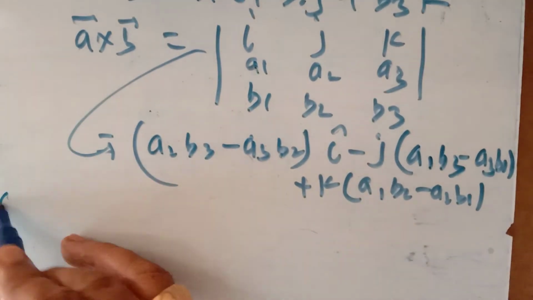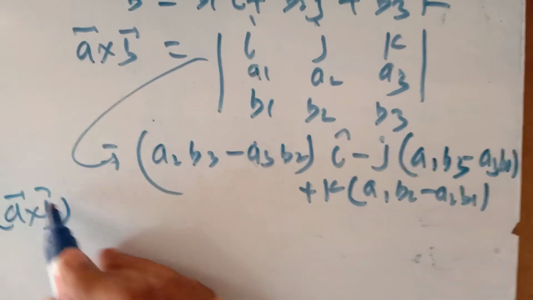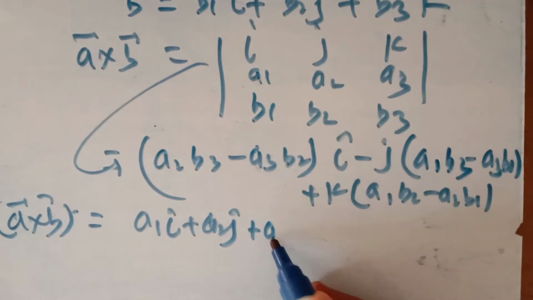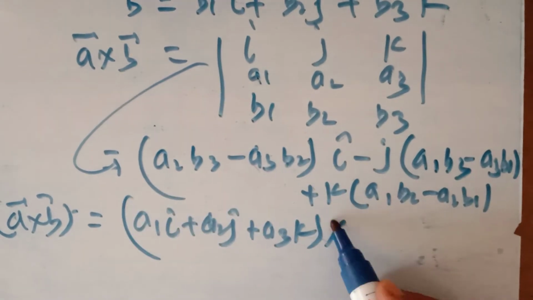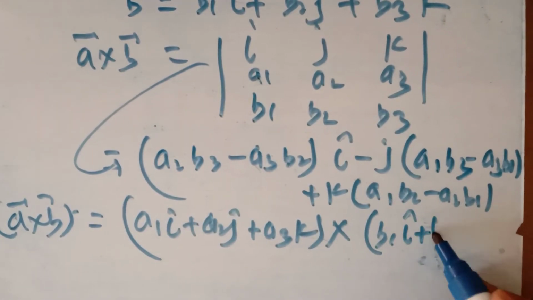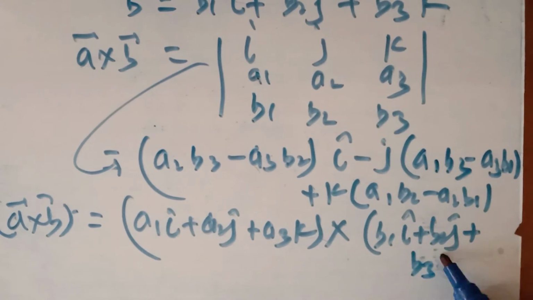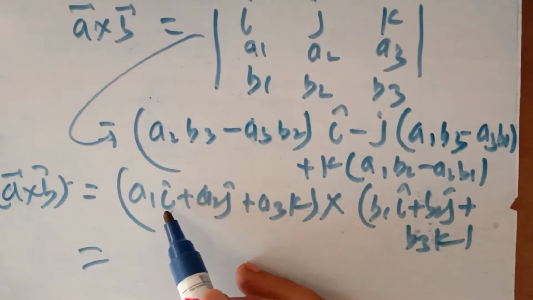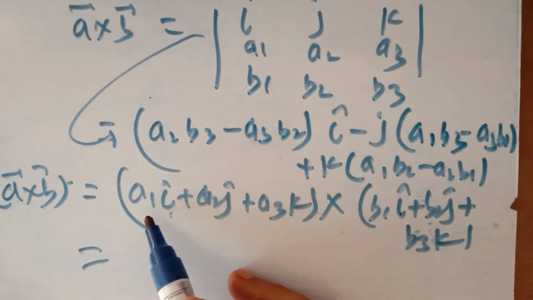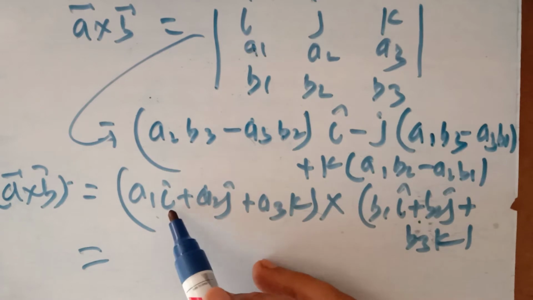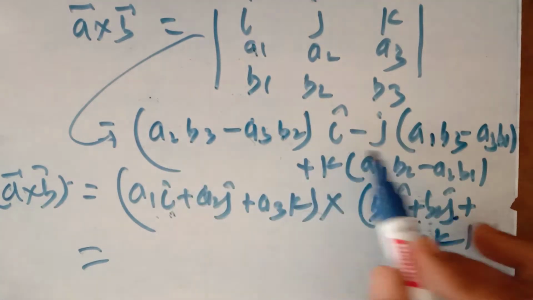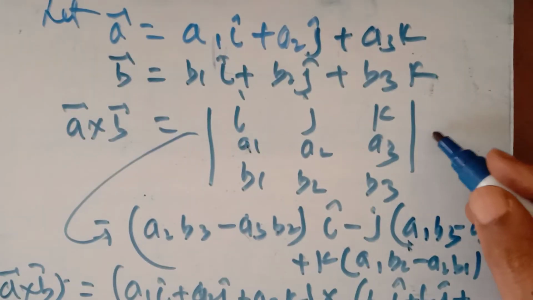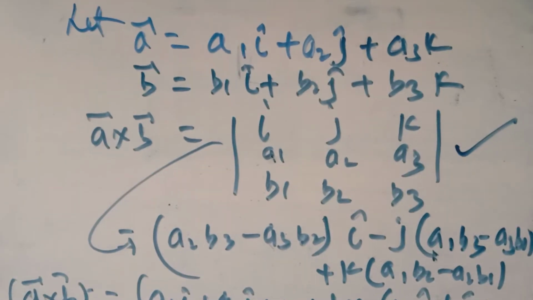Now if we find the vector product of these two vectors using the distributive law, a1 i plus a2 j plus a3 k, crossed with b1 i plus b2 j plus b3 k, when you multiply using the distributive law, and we know that i cross i is equal to 0, so a1 b2 into i cross j will be equal to k, and you will get this. So we can easily find the vector product of the two vectors by using this determinant method.